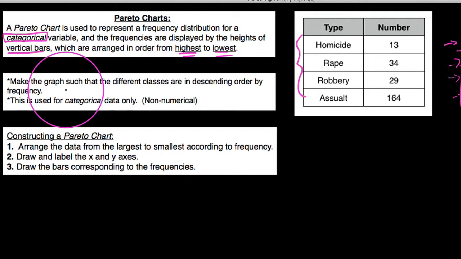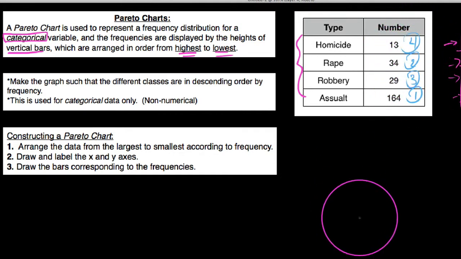But a couple things. First of all, to make the graphs, we want the different classes to be in descending order, and we want to use categorical data only for these types of graphs. Number one here says arrange the data from largest to smallest according to frequency. The first thing we need to do is say number one was this 164 here, number two was this 34 here, then 3, and then 4. We're going to arrange them in this fashion.